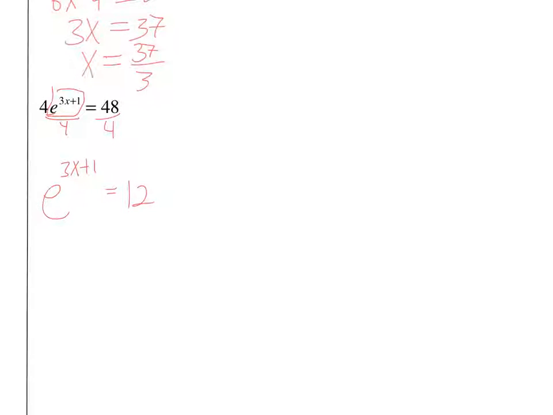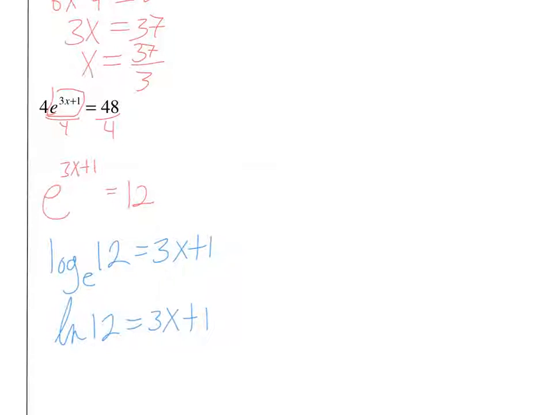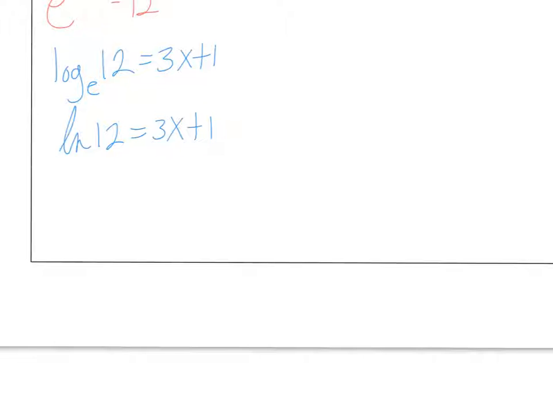Now I'm going to convert this to logarithmic form. So that's log base e of 12 is equal to 3x plus 1. In other words, my natural log of 12 is equal to 3x plus 1. I'm going to leave this in exact form, not convert to decimals. So we subtract 1 from both sides, and I get the natural log of 12 minus 1 is equal to 3x.